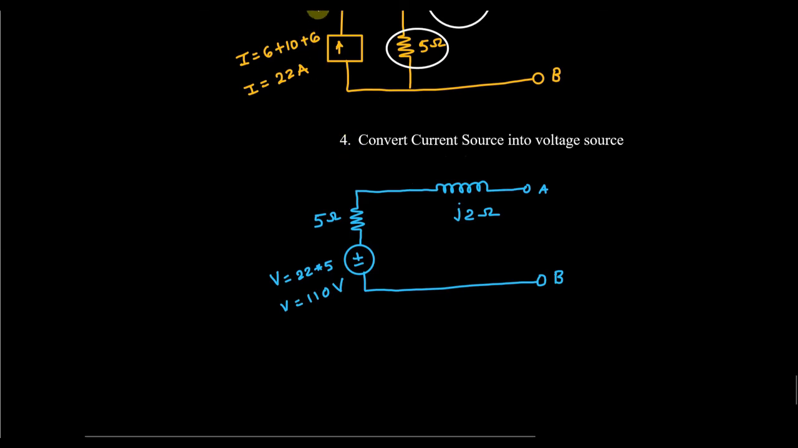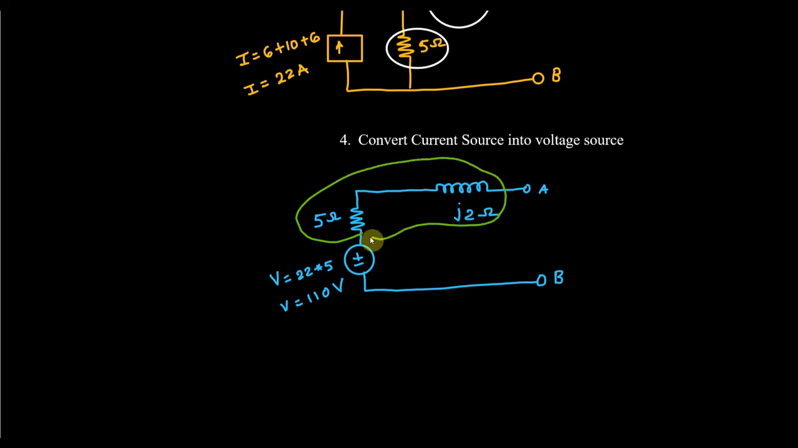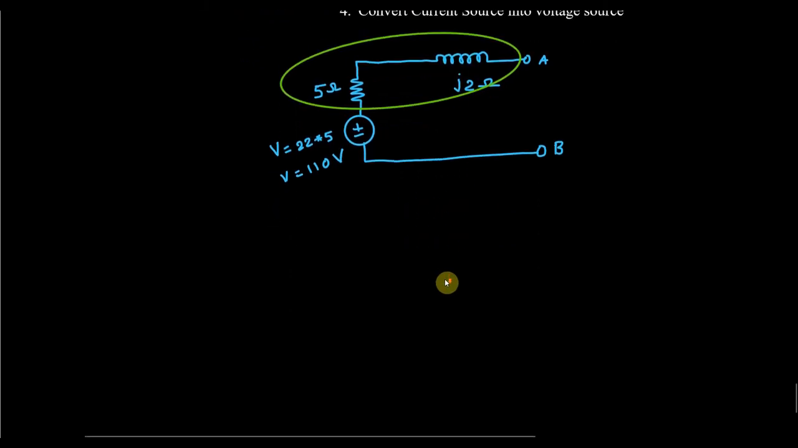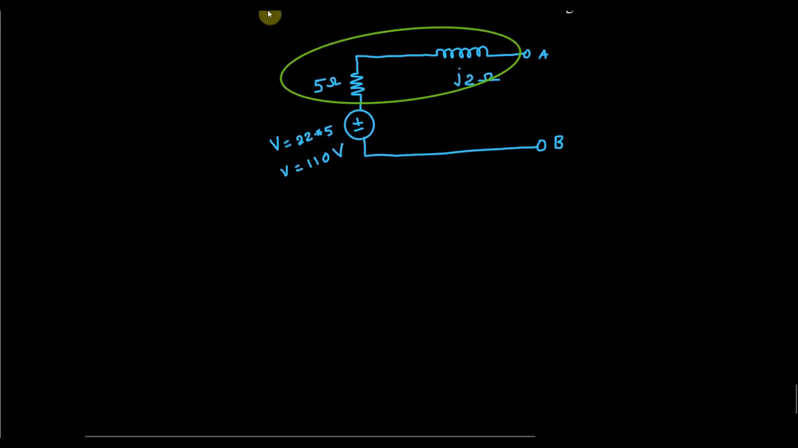Now we can see that this 5 ohm and this J2 ohm are both connected in series. So now this will be the final answer. We will combine both values and get the last answer. So our last answer will be like this. This will be point A, and we will add this. This is a resistance and this is an inductor. The addition of these two will be 5 plus J2, and we will replace it with the help of this box.